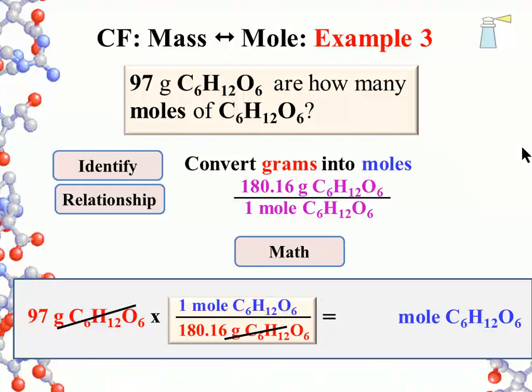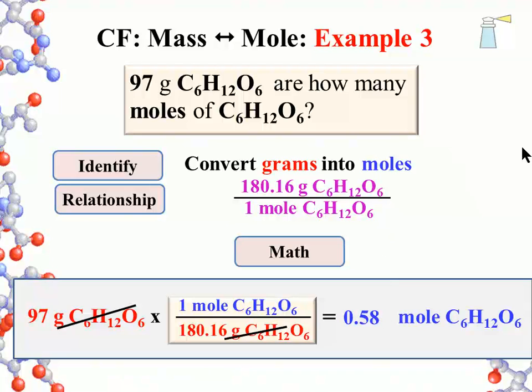97 divided by 180.16 gives a value of 0.584 moles of the sugar. A check of significant figures, and we're done. The starting value of 97 grams has 2 significant figures, so the converted value cannot have more than that. The 8 in the mole value is the second sig fig. It is followed by a 4, so we will not be rounding the 8 to a 9. 97 grams of the sugar, C6H12O6, is 0.58 moles of the sugar.